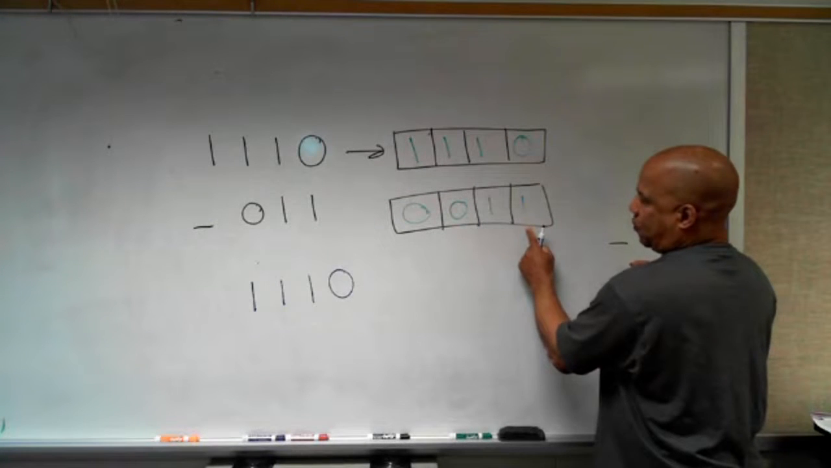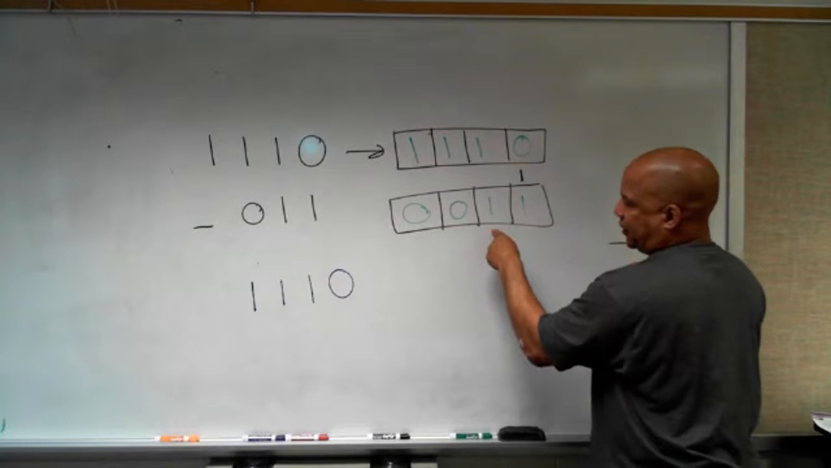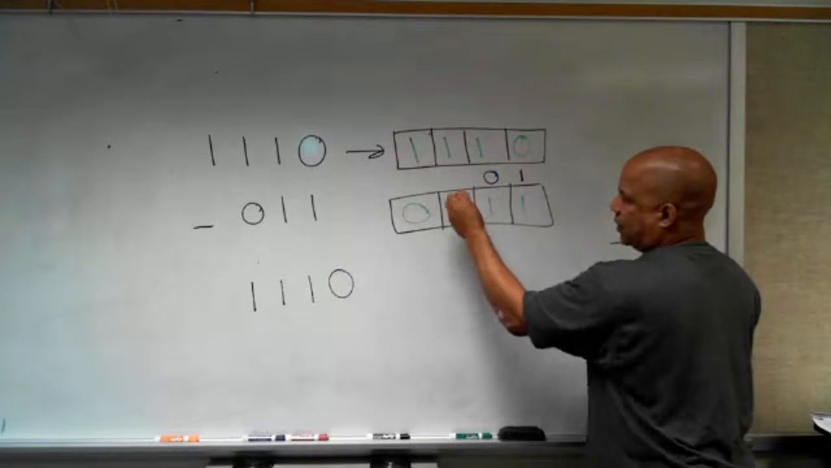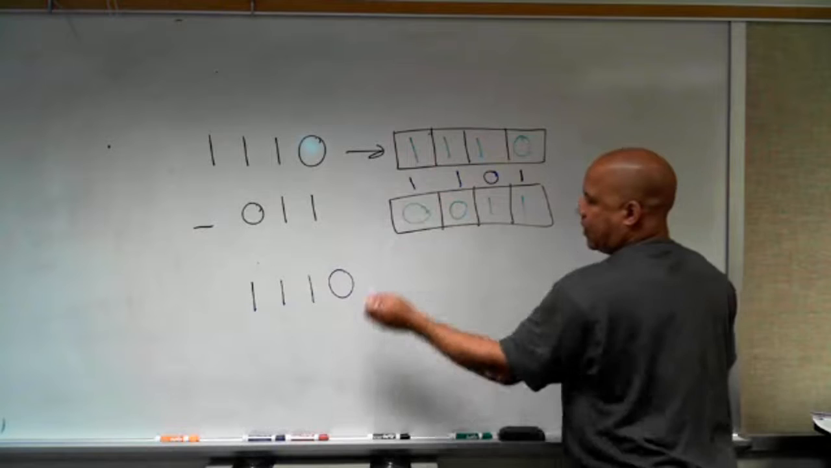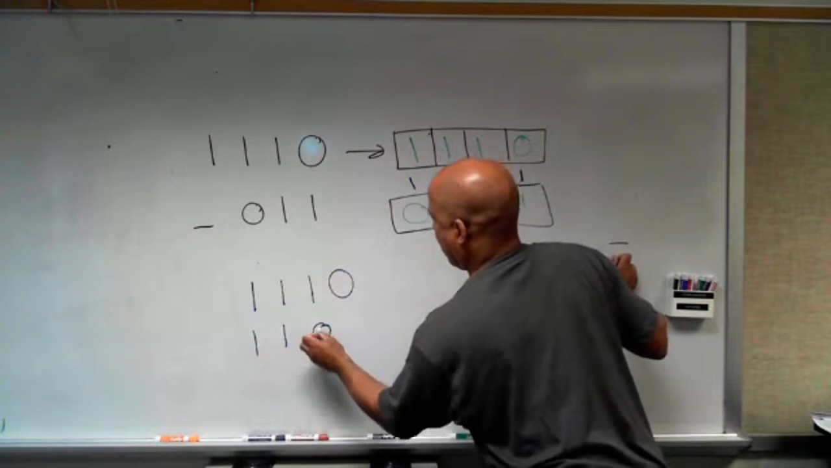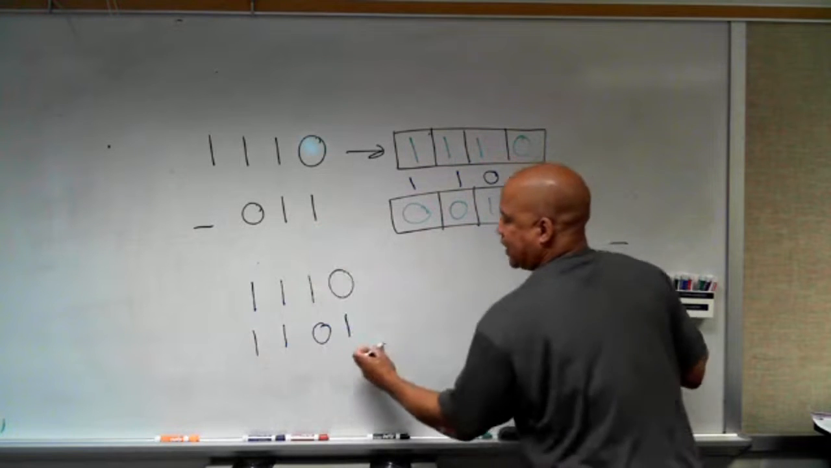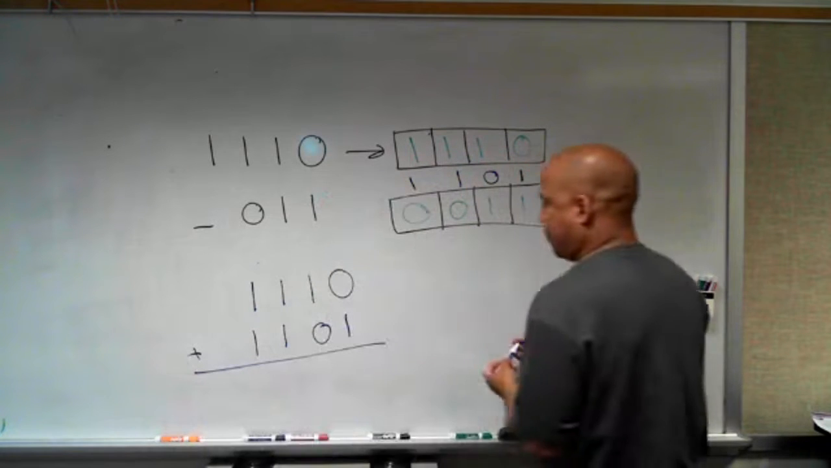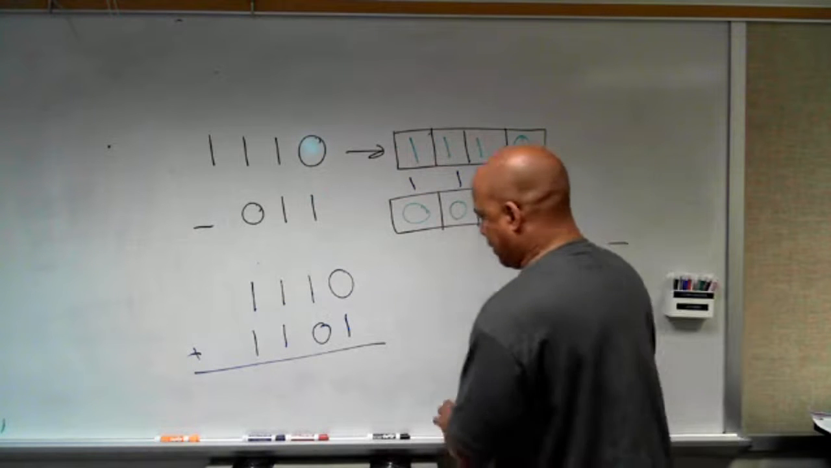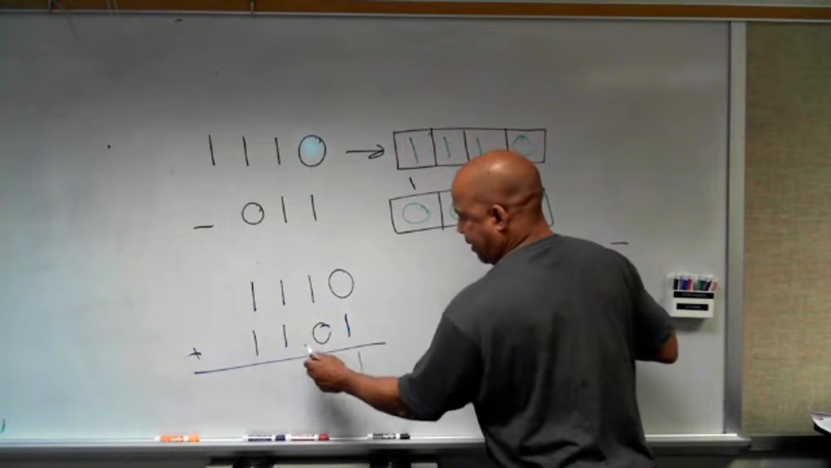So up to and including the first one, I'm going to leave it alone. Everything after that, I'm going to change. This is a 0. This is a 1. This is a 1. So now I'm going to add 1101. I'm changing this from subtraction to addition because I'm adding the opposite. So then you should add this and 1 here, get a 1 there.